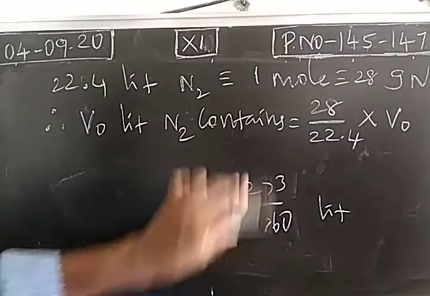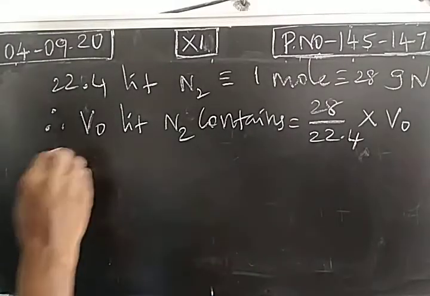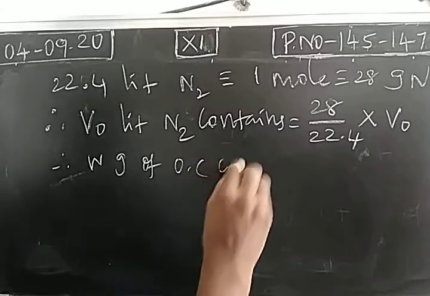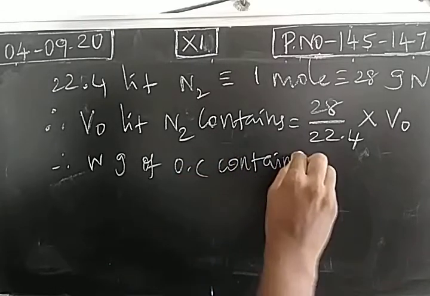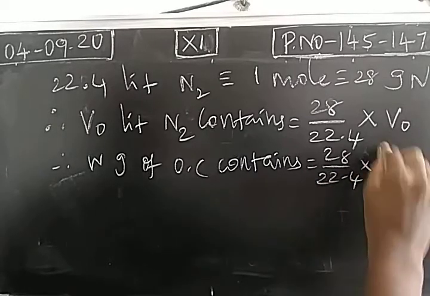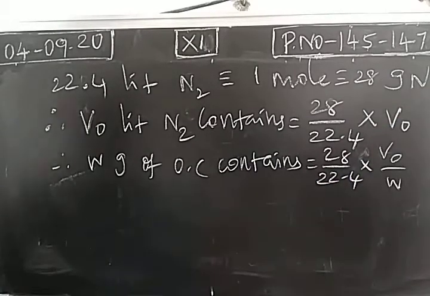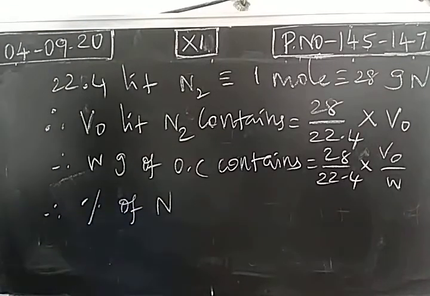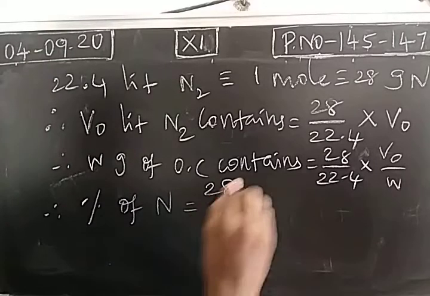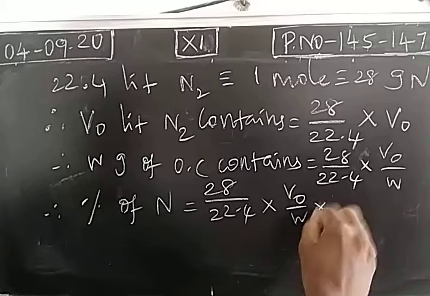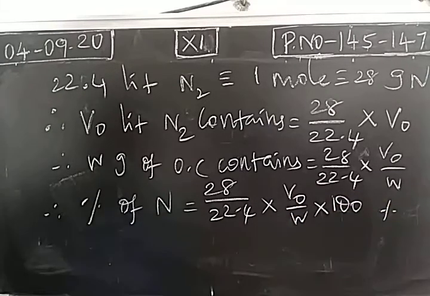Next, therefore, W gram of organic compound contains 28 divided by 22.4 into V0 divided by W. Therefore, percentage of nitrogen, we need the nitrogen value in terms of percentage. So 28 divided by 22.4 into V0 divided by W into 100. So this is the formula.